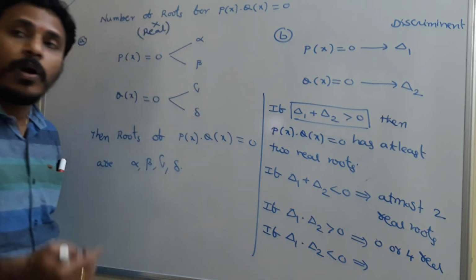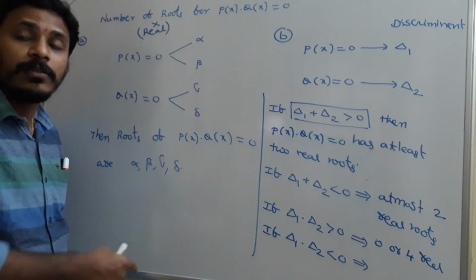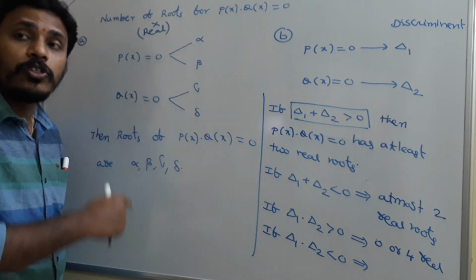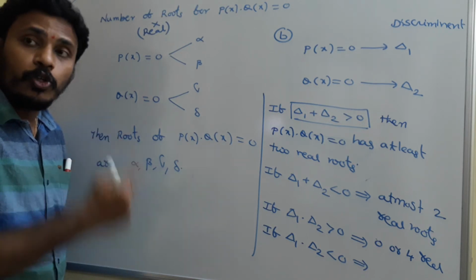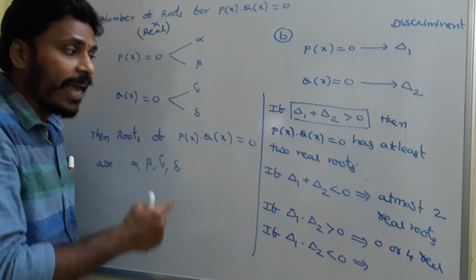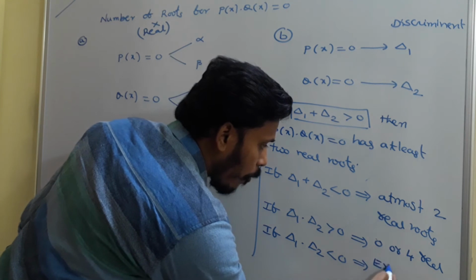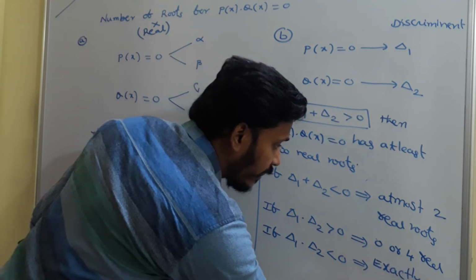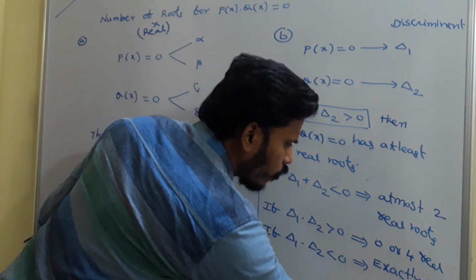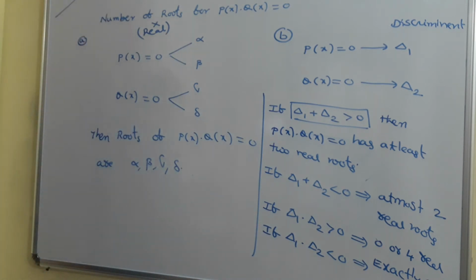Since delta 1 into delta 2 is less than 0, in the sense, for sure one is positive and one is negative. Since for sure one is positive, it has exactly two real roots. How many real roots does it have? Exactly two real roots. Once again, just think about it.